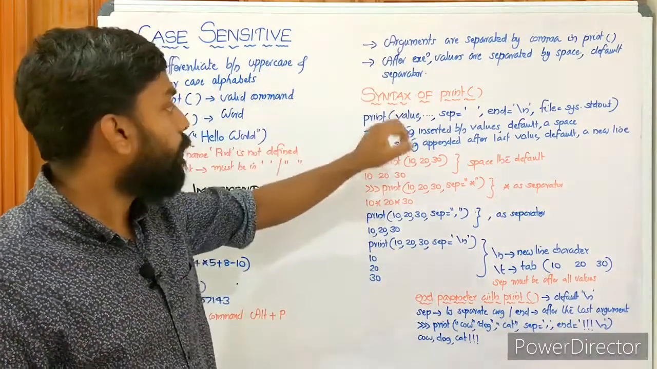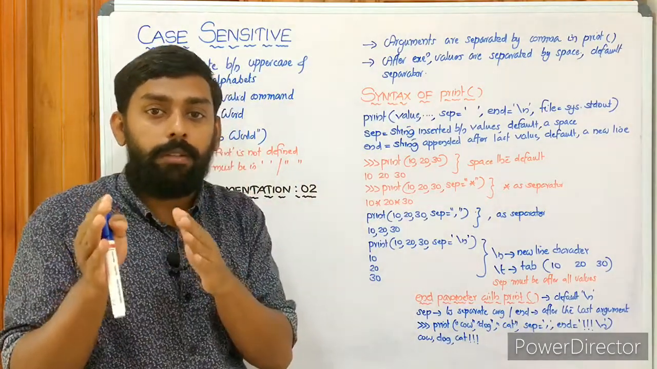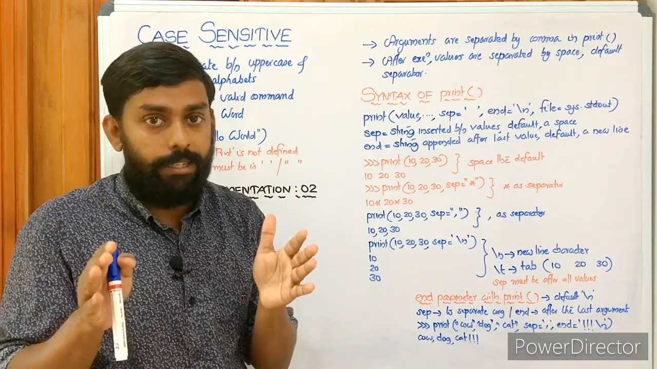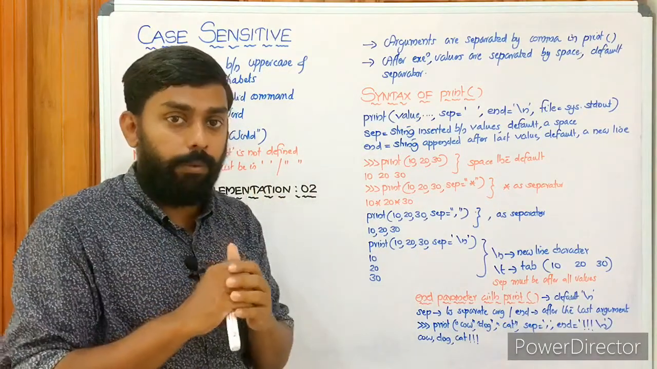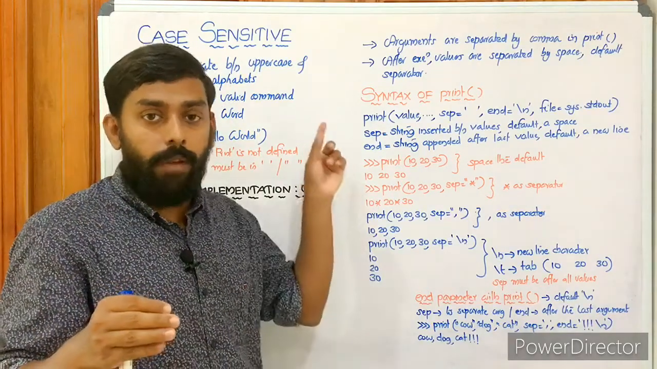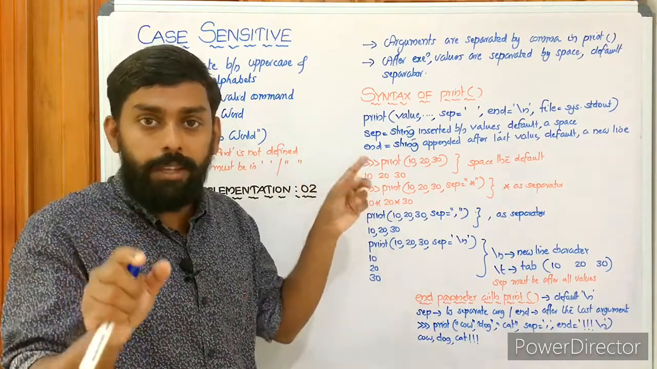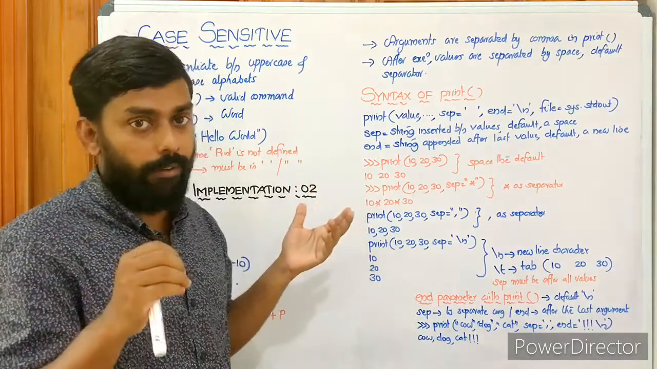So sep is the string inserted between values. By default it is space. Then end means the string inserted after the last value. By default it is slash n. The value of sep by default is space, and the value of end by default is slash n, new line.